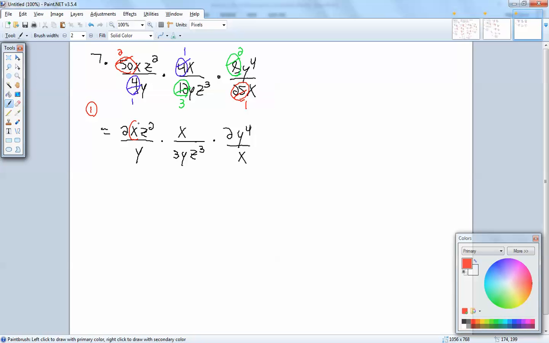Well, here's an x, and here's an x. Since they both are x to the first, I can just cancel those. Let me see. Actually, I may go ahead. Let me show you another way you can do this.